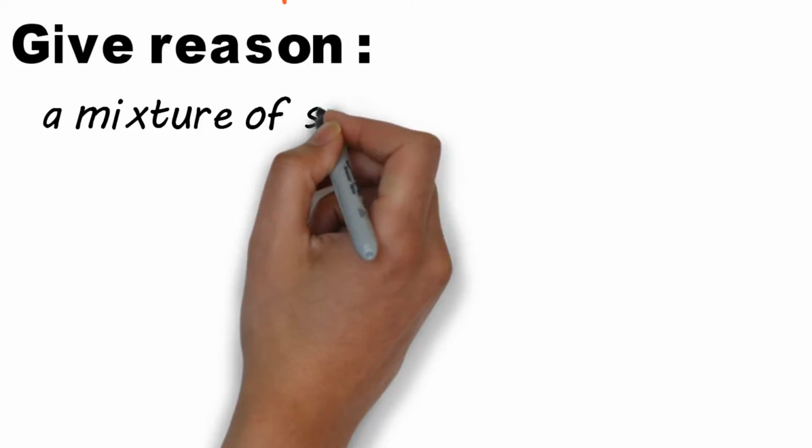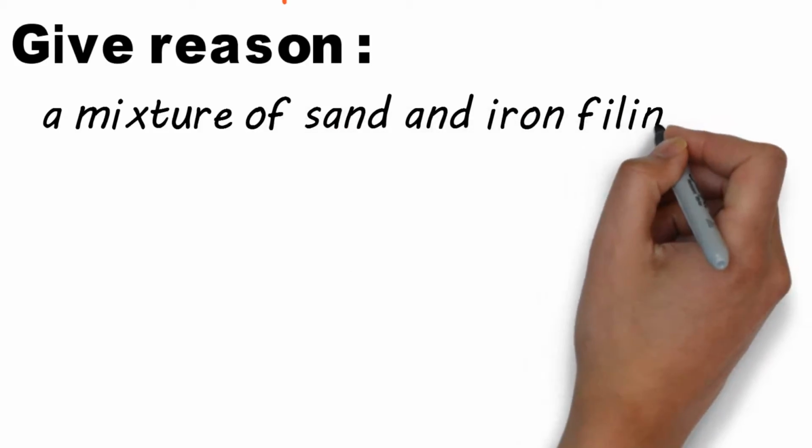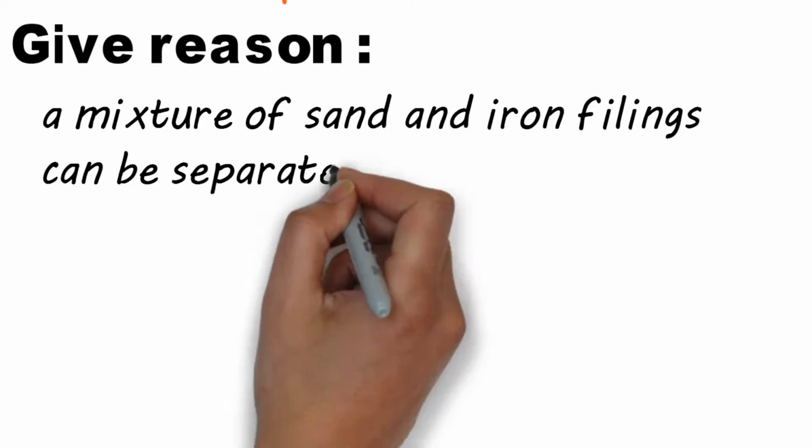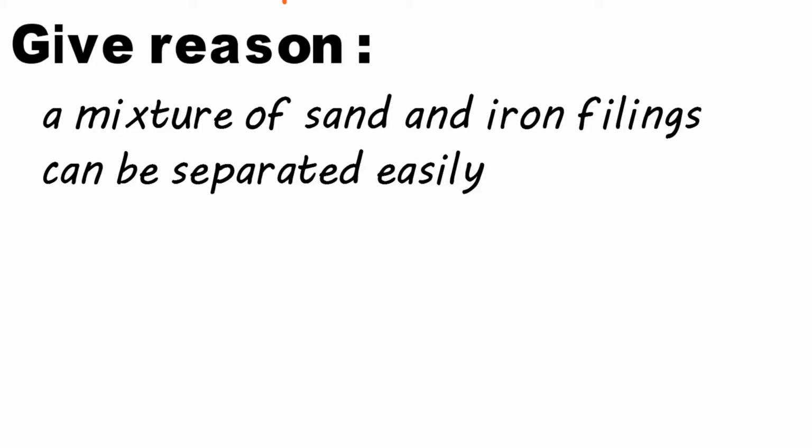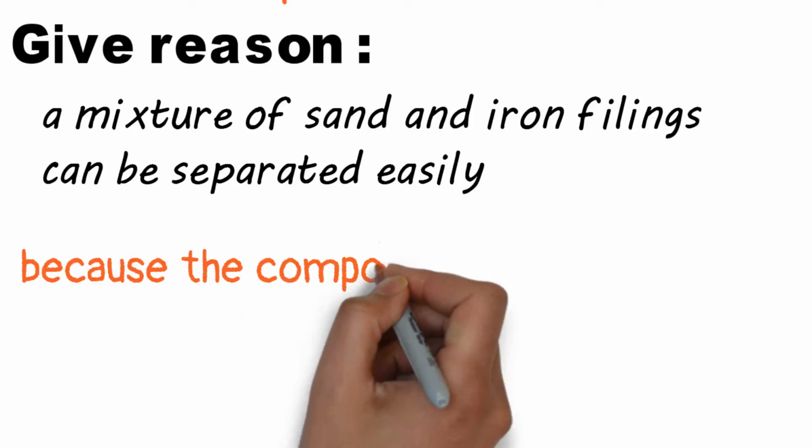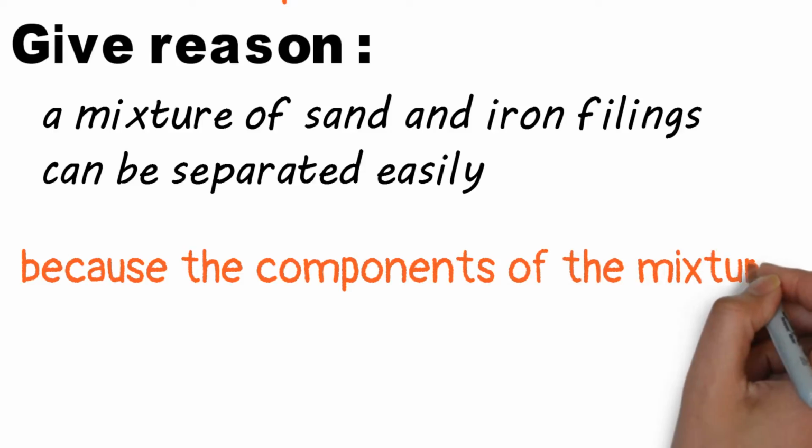If I asked you here, give a reason: a mixture of sand and iron filings can be separated easily. Why? Think about it. Take a little time to think about this question. From the properties of mixture, don't forget this, sand and iron filings can be easily separated. Let's see the answer here. Because the components of the mixture don't react together. Each component keeps its own properties.